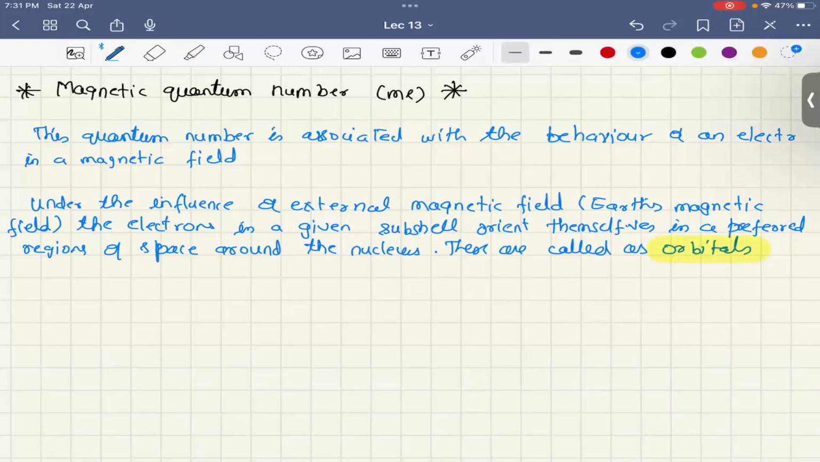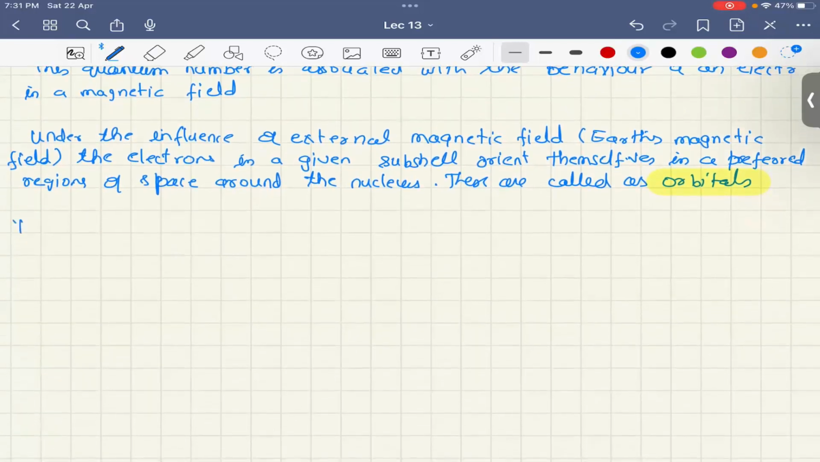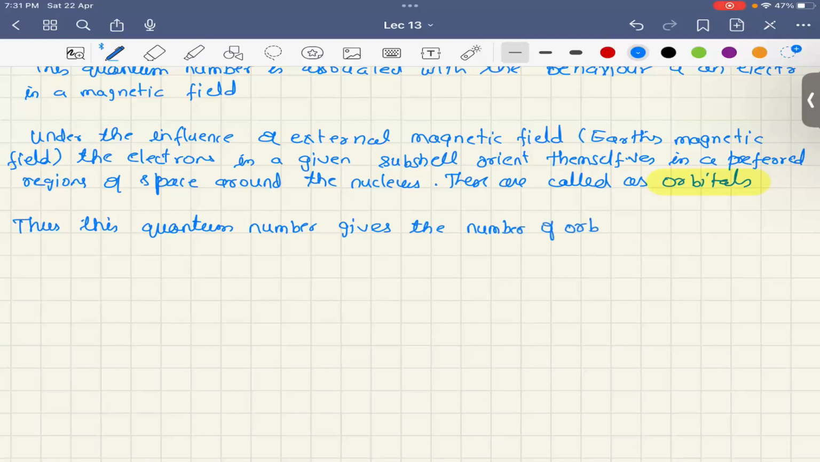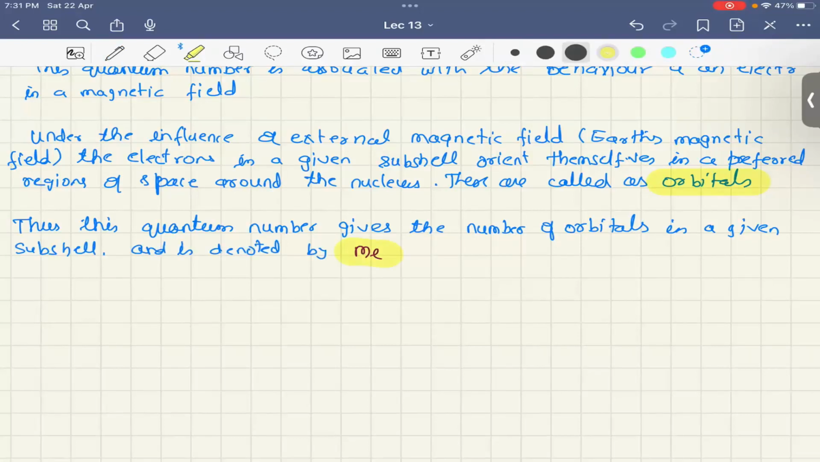Thus, this quantum number gives the number of orbitals in a given subshell. For a given value of L, m can have values from minus L to plus L.